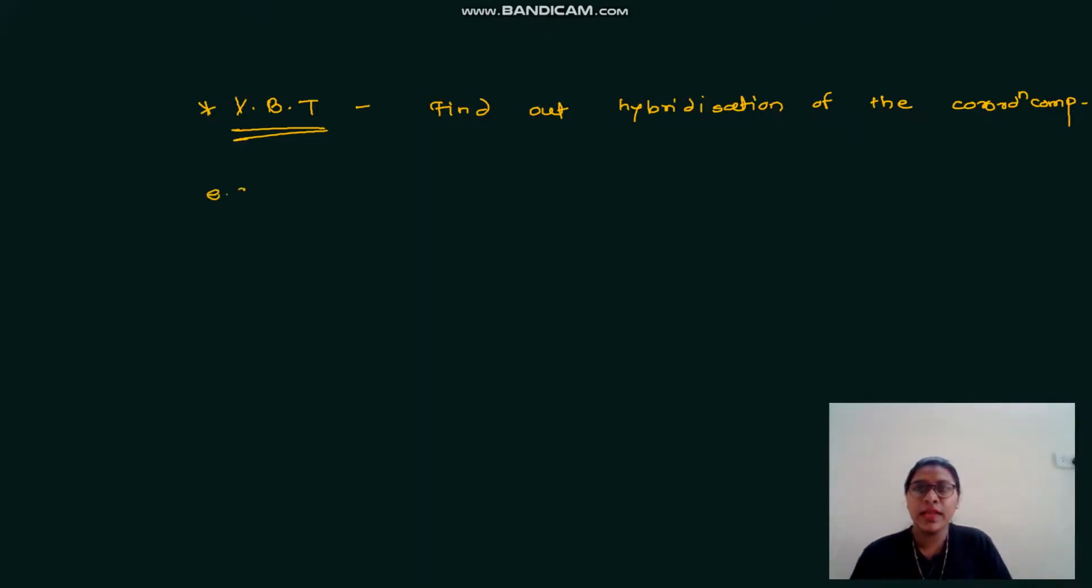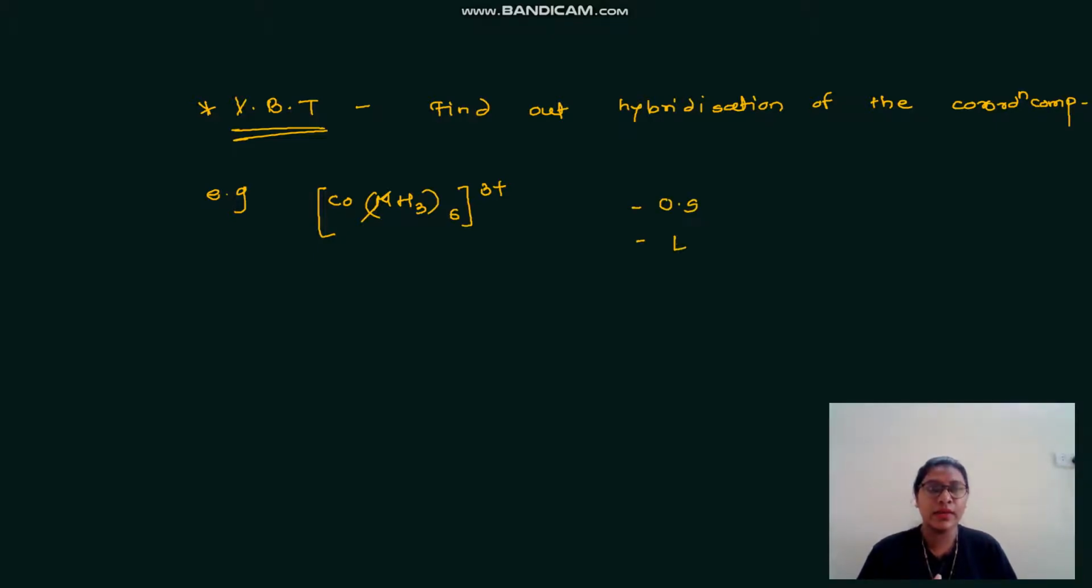Now we can see an example. For example, here [Co(NH3)6]3+. To find out the hybridization of this complex, first we have to know how to calculate the oxidation state, how to write the electronic configuration, whether the complex consists of strong field ligand or weak field ligand, and whether the complex is high spin or low spin. First, we calculate the oxidation state.